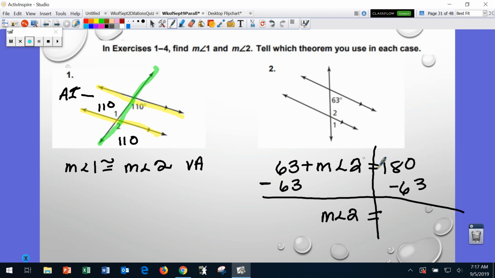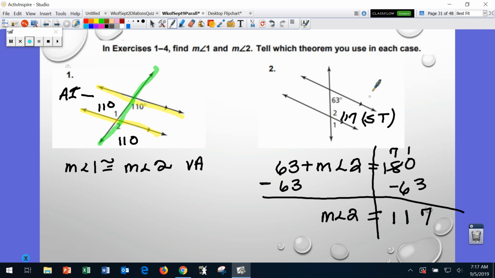And so 180 minus 63, you can use your calculator or you can use your mental math. I know this is going to be 7. This breaks down to 7 because this became 10. So 7 minus 6 is 1 left over, and that's 117. So the measure of angle 2 is 117, and that's by same side of the transversal.